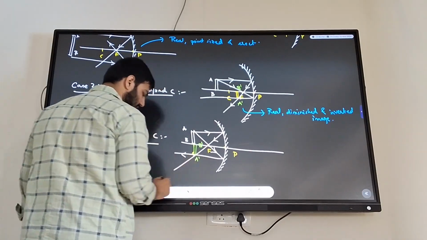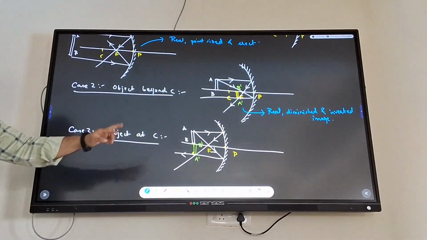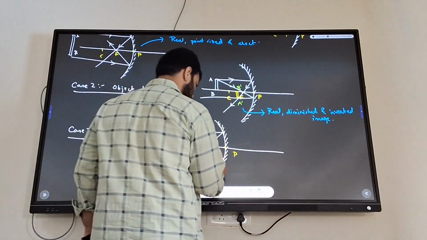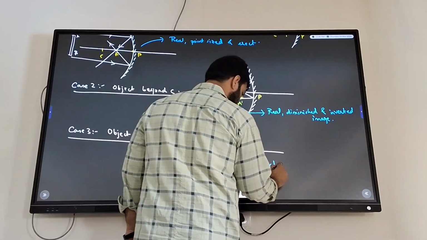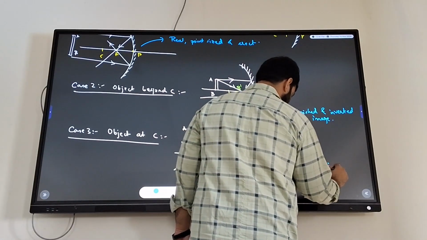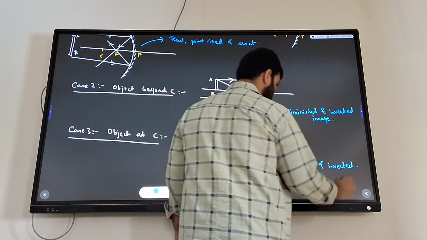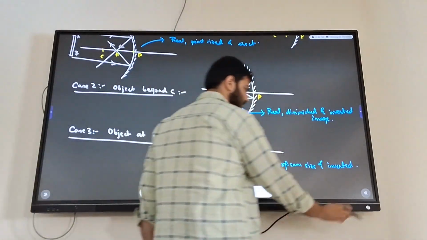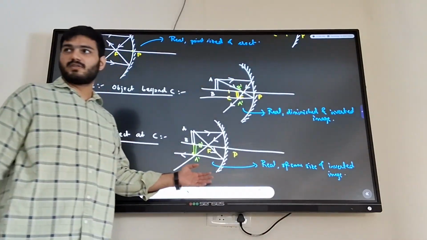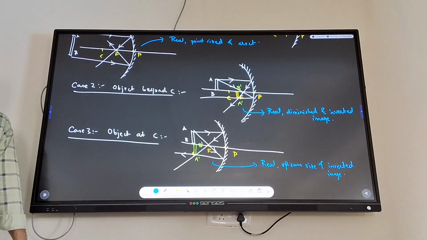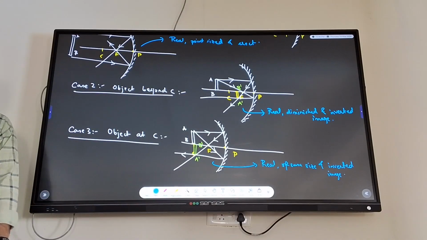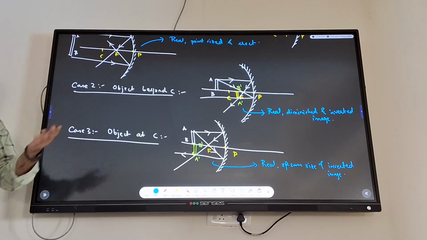And what about the nature? Real and inverted? Yes. So what should I write here? Real, same size, and inverted image. Is it understood? It's not a big deal to make the ray diagrams. Choose any two rays from the three rays that I have talked about. You will get the ray diagram.